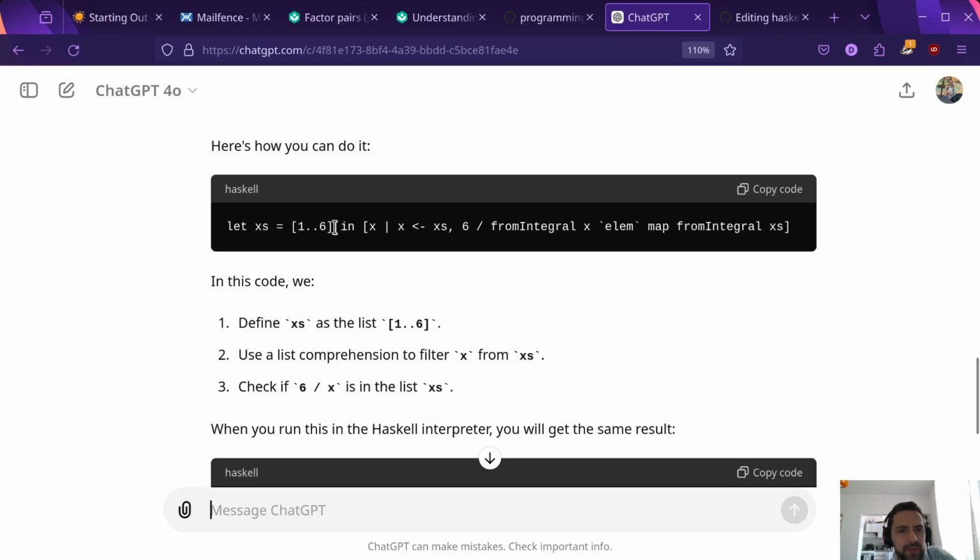Let xs be 1 to 6, right? x takes a list from the xs. 6 divided, you divide 6 by fromIntegral x. elem of map fromIntegral xs.